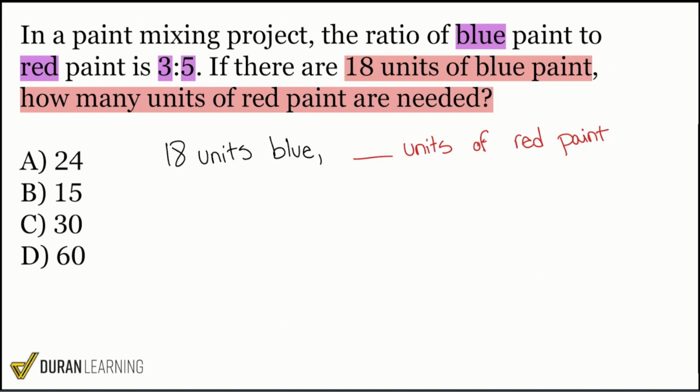So here's what I'm going to do. We can write the ratio down here in purple. We can say 3 for the blue and then 5 for the red, so that way we can write the correct numbers in the right places. Now, here's where we're going to move forward and write the proportion out.